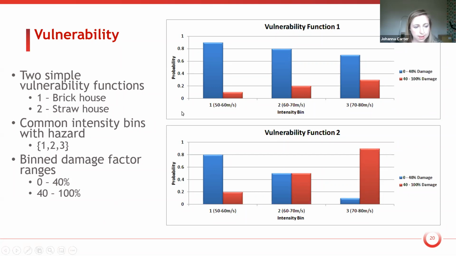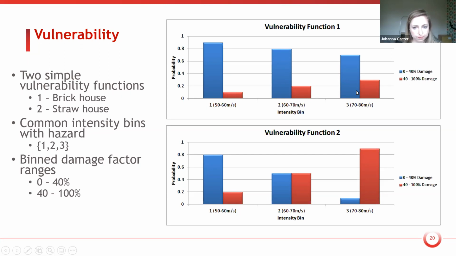The top one is a brick house, and the second one is a straw house. And what this chart is telling us, if we just look at 2 of the bars, let's say this one, if you can see my mouse. For intensity bin 1, as defined on the previous slide, a wind speed of 50 to 60 miles an hour, there is a 90% chance of 0 to 40% damage, and a 10% chance of 40 to 100% damage, and so on.